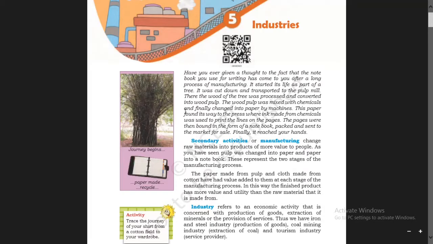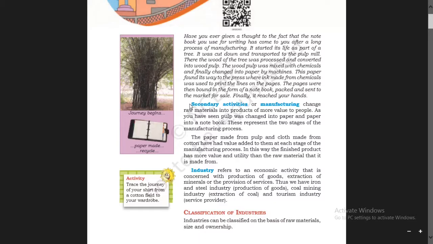This paper found its way to the press where ink made from chemicals was used to print the lines on the pages. The pages were then bound in the form of a notebook, packed and sent to the market for sale. Finally, it reached your hands. See, boys, in this very paragraph, it means the process of how we get paper, on which we are writing.